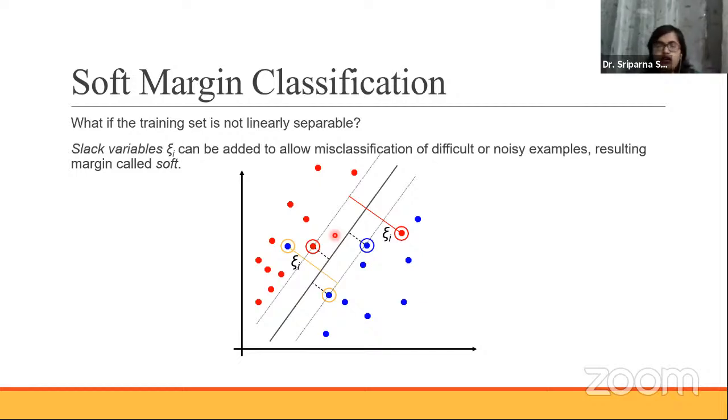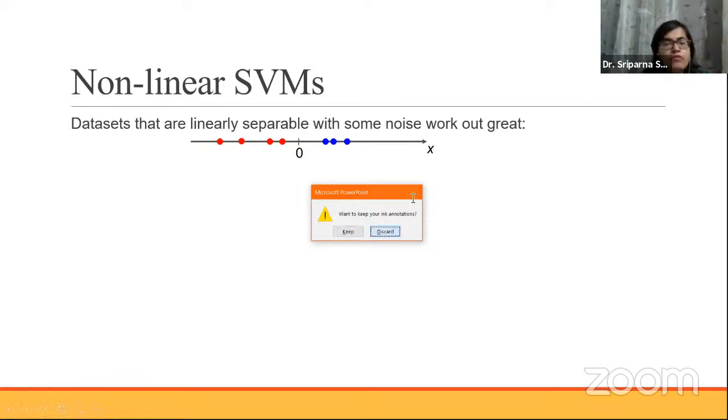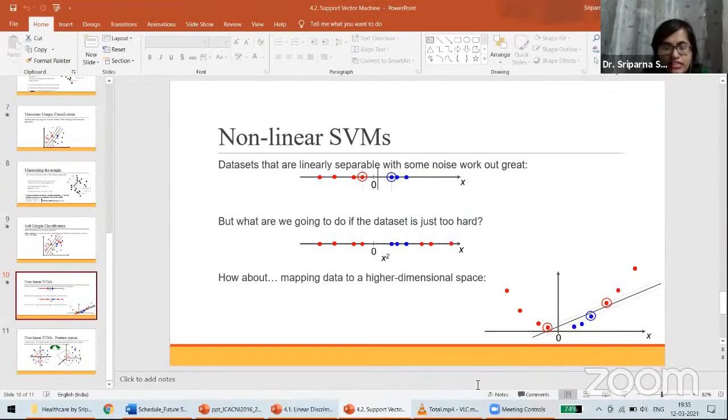But if the maximum number of data points are not separable, then we will be moving to the non-linear SVM problem.